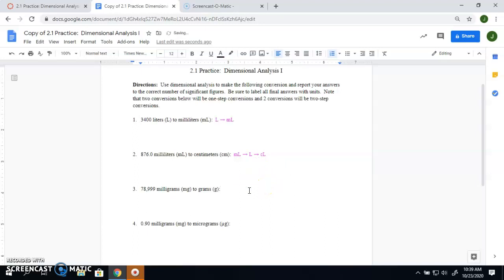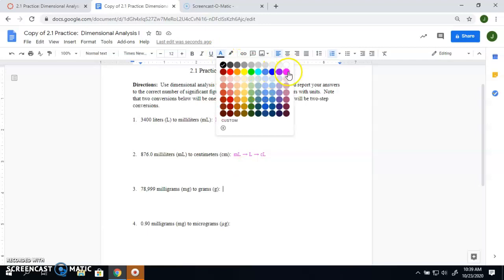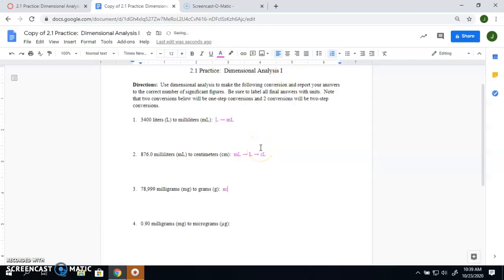For number 3, we go from milligrams to grams. Because we go from a prefix to a base unit, we only need one arrow, one fraction here. So this is going to be from milligrams to grams. And then the final one, you could predict, is going to be a two-step conversion.